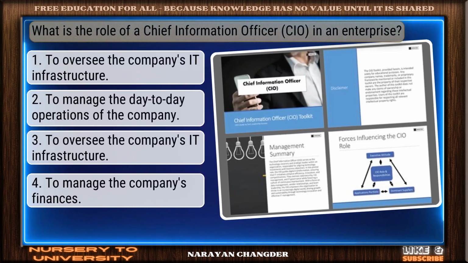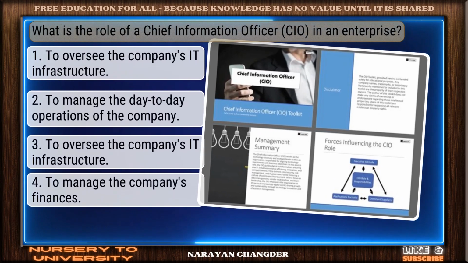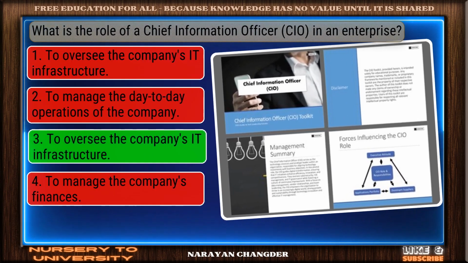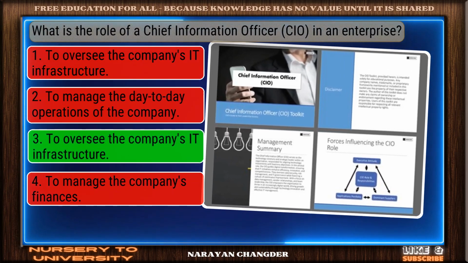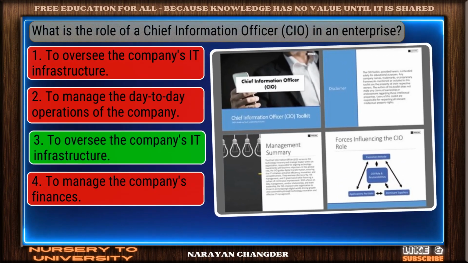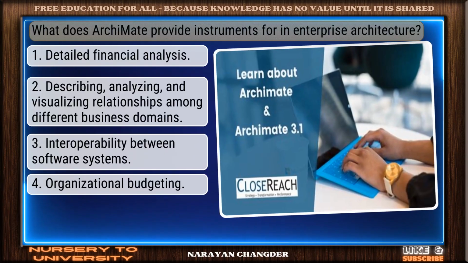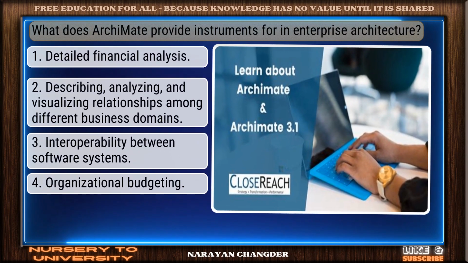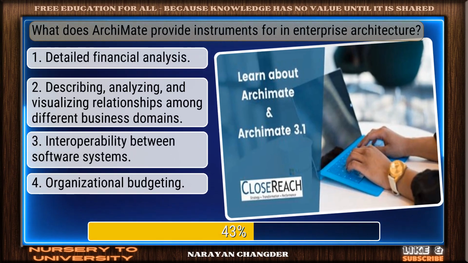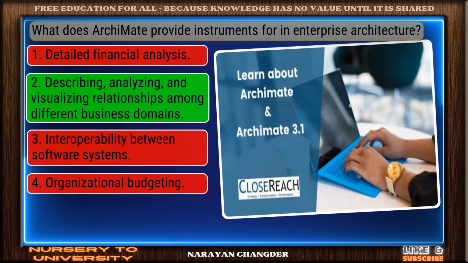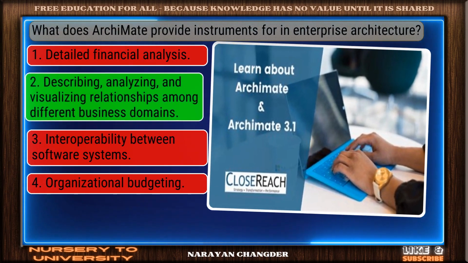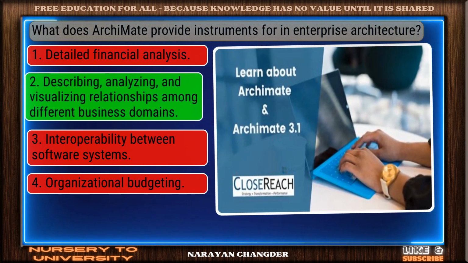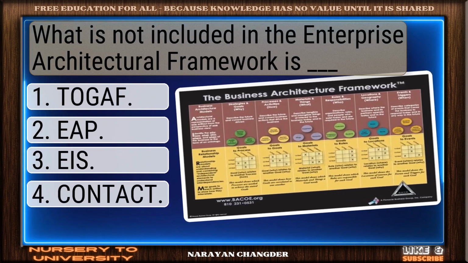Question number 25. What is the role of a Chief Information Officer in an enterprise? Valid point. To oversee the company's infrastructure is true. Question number 26. What does ArchiMate provide instruments for in an enterprise architecture? You chose describing, analyzing, and visualizing relationships among different business domains. And it is correct.